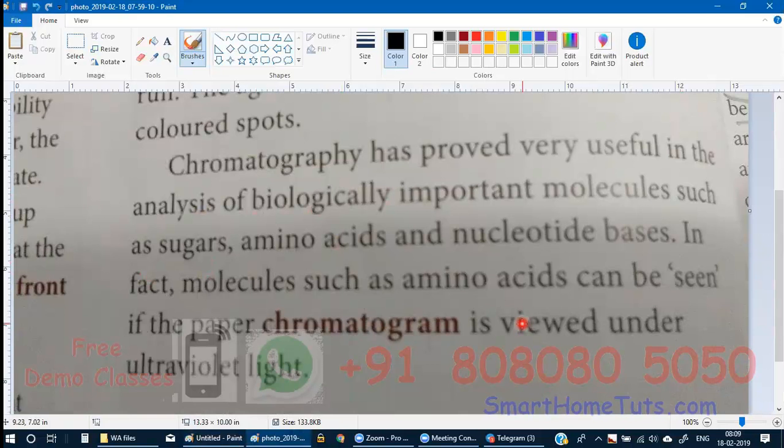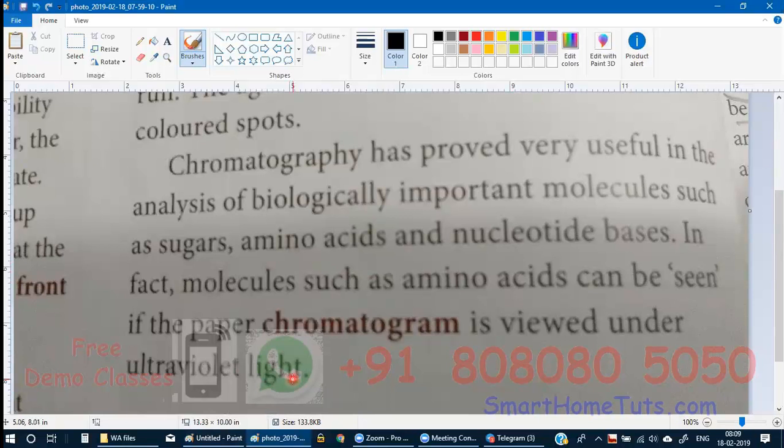So amino acids can be seen in paper chromatography when viewed under ultraviolet light, because the chromatograms that are obtained may not be visible under normal visible light. The amino acids which are there may be sensitive to ultraviolet light. So if you put incident ultraviolet light on it, then they will be visible. That's why we are using ultraviolet light.